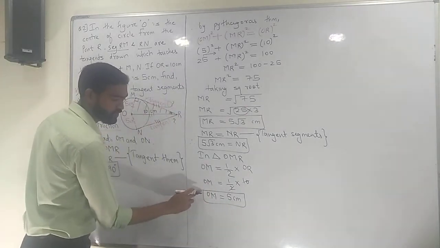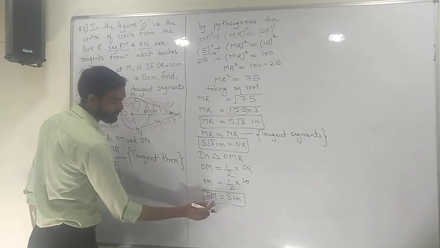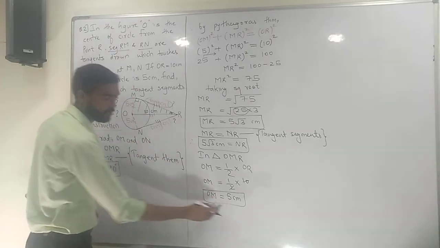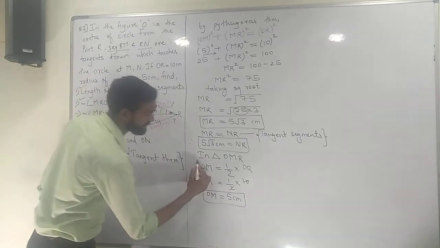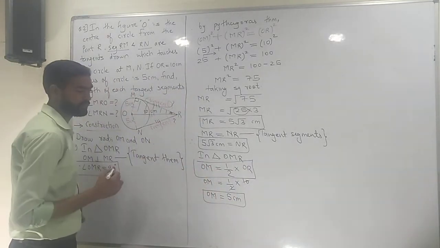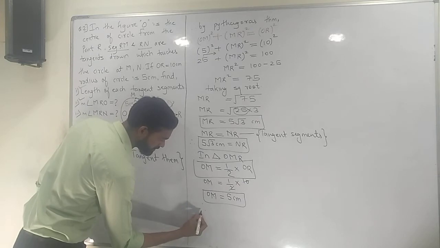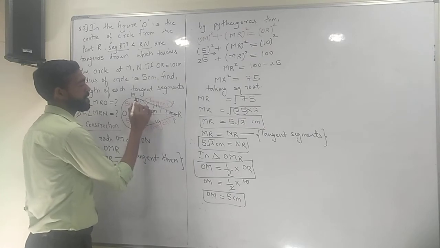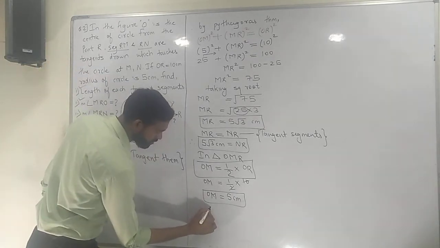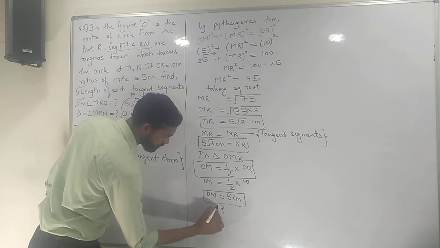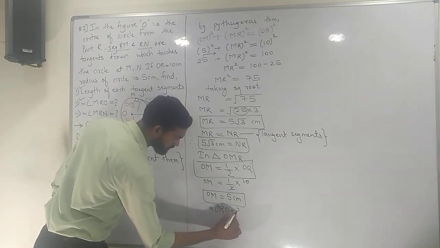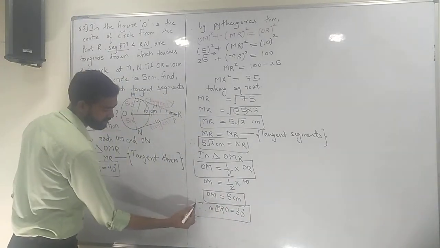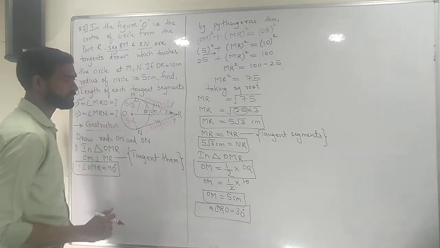Just check. Did we get the correct answer? Do we have OM as 5 centimeter? Yes. Earlier we also knew that OM was 5 centimeter, and now also we got the same answer. It means yes, it satisfies this condition. Therefore, since it is satisfying this condition, what I'll say, this angle MRO, major angle MRO is how much? 30 degree. Clear all?